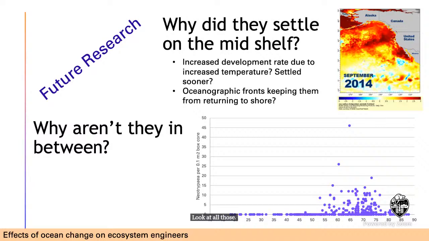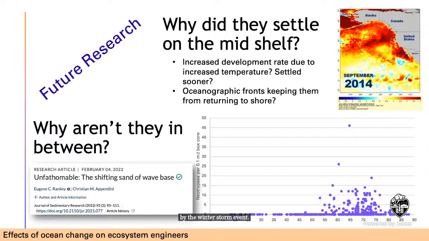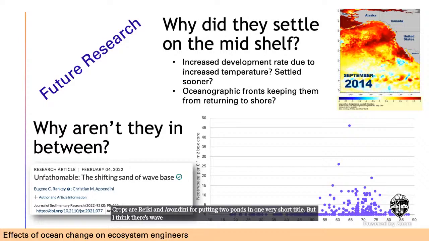And so this makes me think of our friend the clam, who didn't want to be affected by the winter storm wave base. This paper is not mine, but I could not resist. Props to Rankey and Appendini for putting two puns in one very short title. Okay. But I think the wave base has something to do with this threshold of the shrimp distribution.